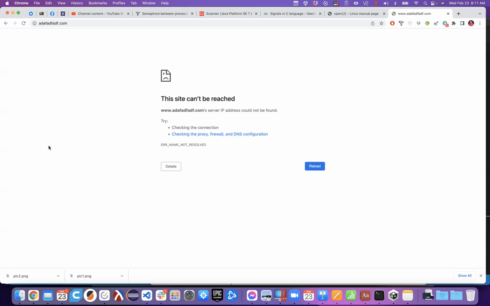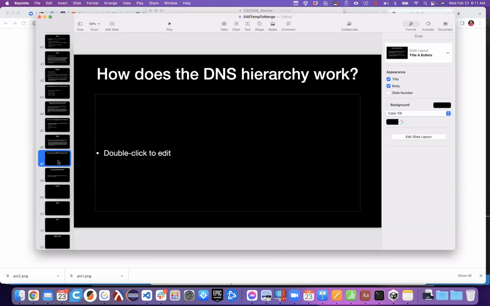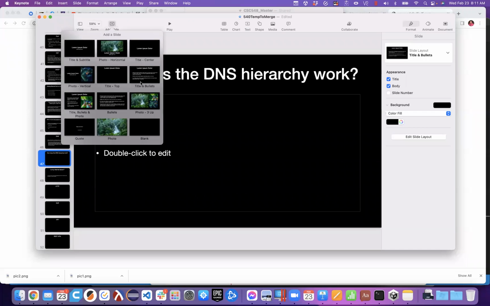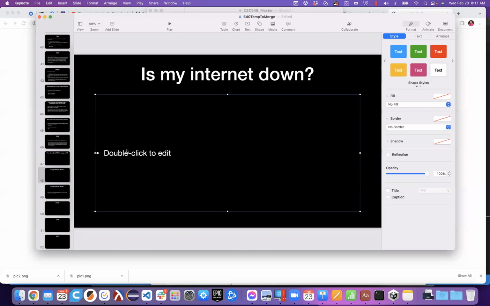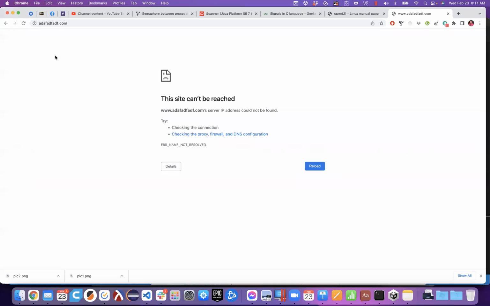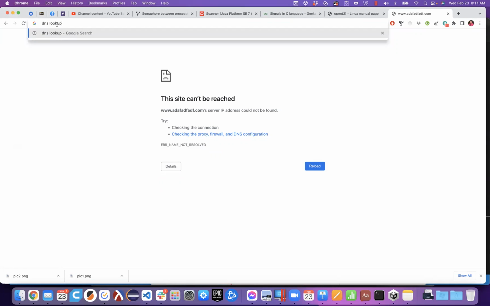So with that in mind, is my internet down? This is kind of an interesting thing for a consumer. This isn't always the case, but it is something to try. If you go and look up, let's just do a DNS lookup.